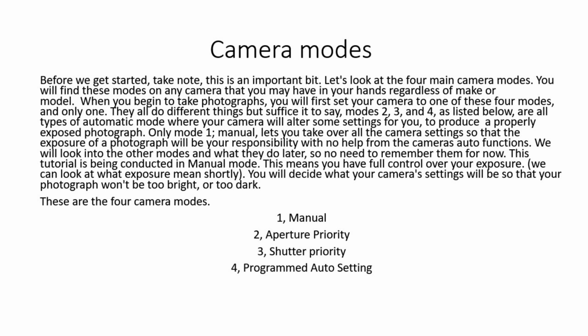These are the 4 camera modes. 1. Manual. 2. Aperture priority. 3. Shutter priority. 4. Programmed auto setting.